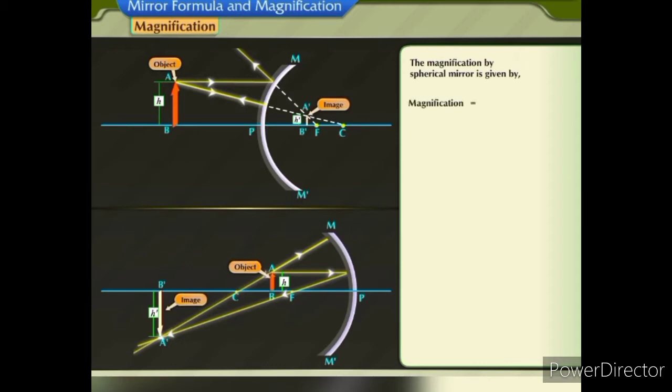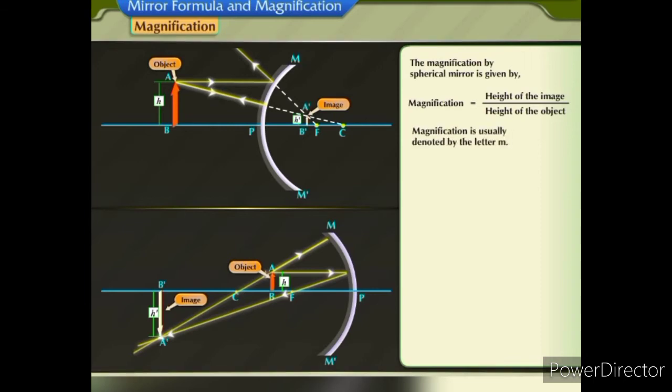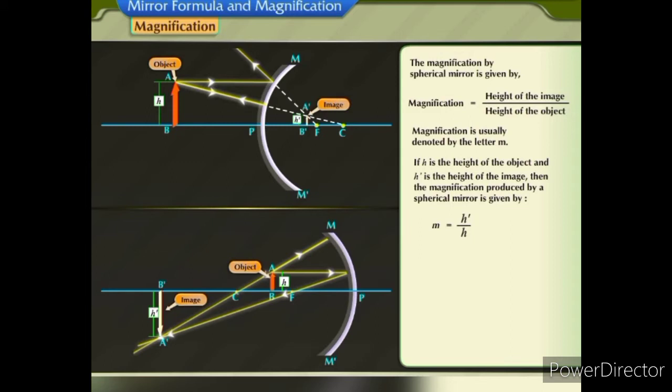Magnification is equal to the height of the image divided by the height of the object. Magnification gives the relative extent to which the image of an object is magnified with respect to the object size. Magnification is usually denoted by the letter M. If H is the height of the object and H dash is the height of the image, then the magnification M produced by a spherical mirror is given by M is equal to H dash divided by H.